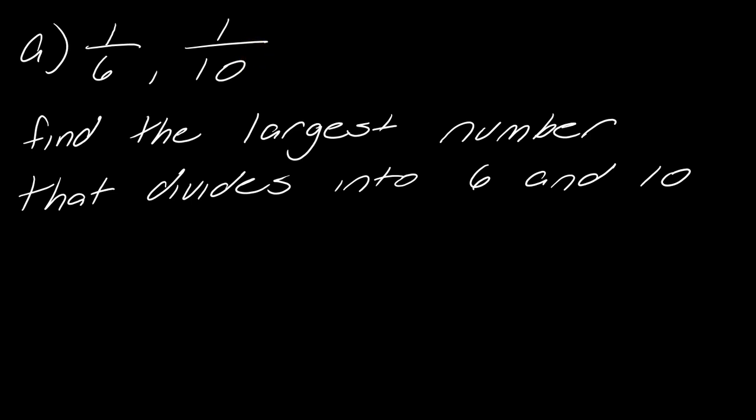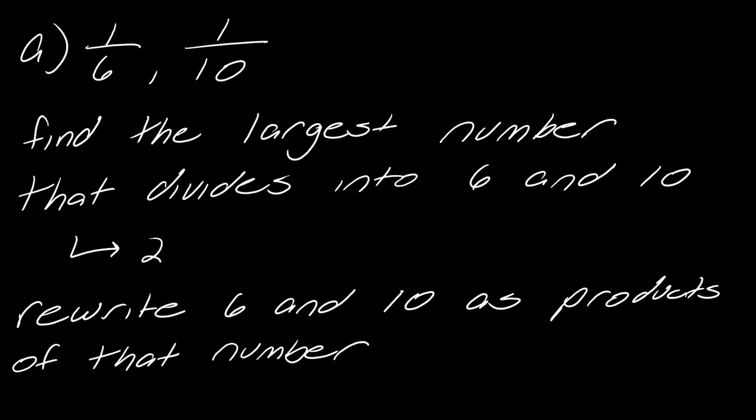So in that case, the answer to that would be 2, right? Okay, so now what we're going to do is rewrite 6 and 10 as products of that number. So I have 6 and I have 10, and I want to be strategic. Each of these is divisible by 2, so 6 can be rewritten as 2 times 3, and 10 can be rewritten as 2 times 5.